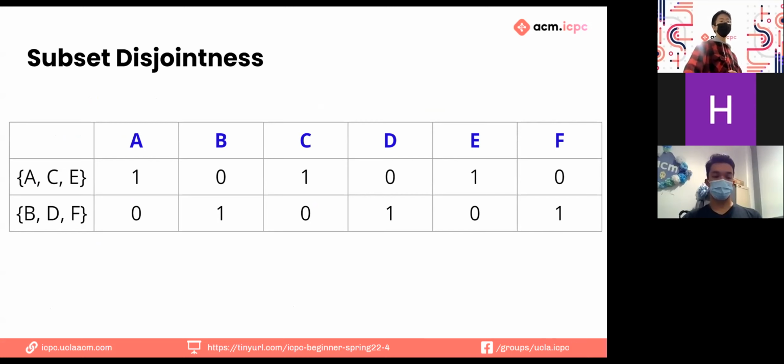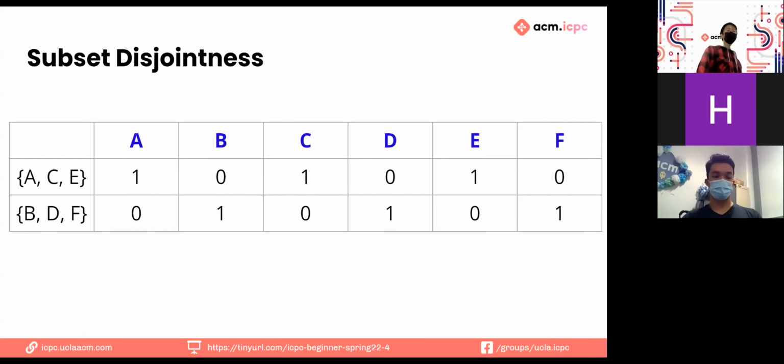Similarly, this is another usage of binaries. We can use binaries to determine set disjointness. We say 2 sets are disjoint when they don't share any element. For example, if we have the set A, B, C, D, E, F, and then we take out the subset ACE and the subset BDF, how do we determine whether or not the two sets have any intersection? What we can do is convert the subset ACE into a binary string. Notice that in this table, in the row of ACE, for each element that's in the subset, we mark a 1. For each element that's not in the subset, we mark it as 0. Similarly, in the second row, we do the same.